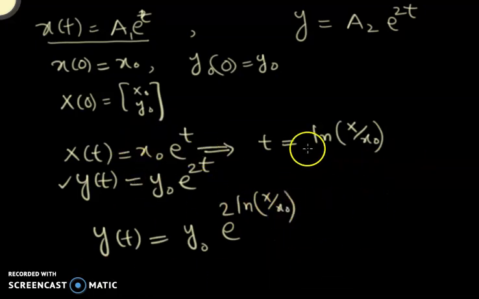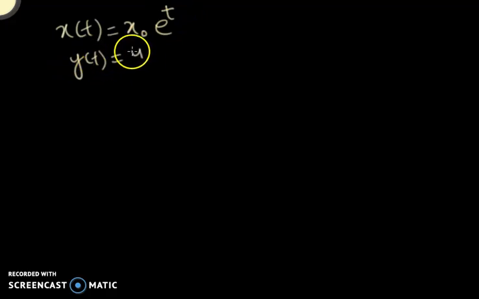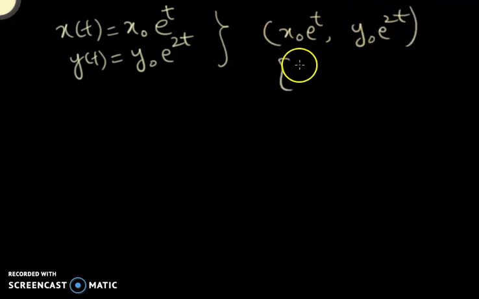Now I have to tell you in two ways. One way is this: this was the solution for the system. Let me put it in a better way: x of t equals x naught e to the t, and y of t equals y naught e to the 2t. This was the solution of my system.